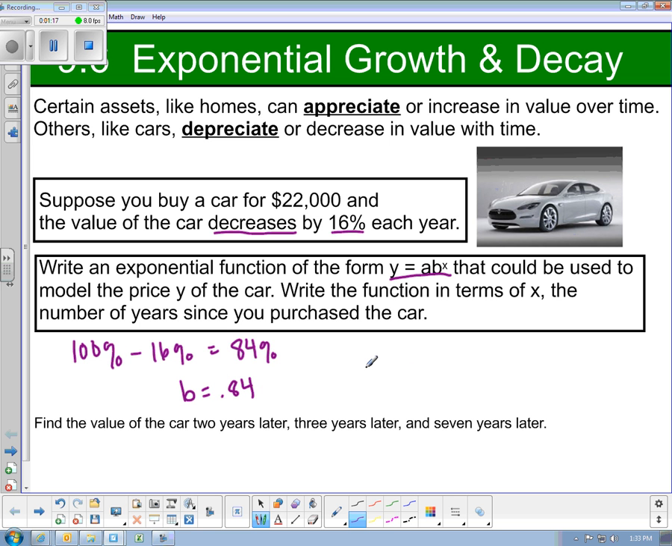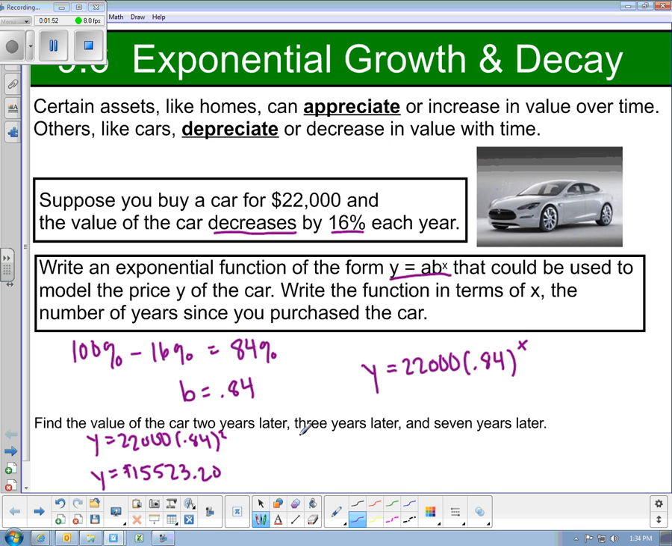So if I write a model for this, that means y is equal to 22,000 times 0.84, all raised to the x power. And then it says find the value of the car 2 years later, 3 years later, and 7 years later. So three different answers here. First one, y equals 22,000 times 0.84 to the second power, which when you type that into your calculator, you end up with about $15,523.20.